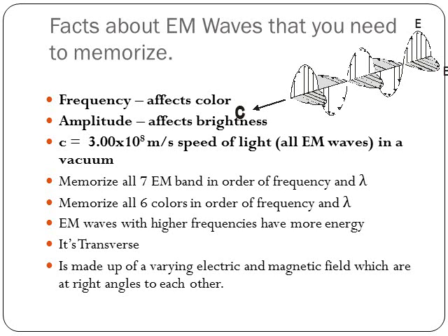Now these facts could pop up anywhere on a test, and you do need to know these. So it's worth taking the time to write all these facts down. First of all, the frequency of an electromagnetic wave, especially light waves, affects what color you see. The amplitude affects how bright that light is. And all electromagnetic waves travel at the speed of light, which is 3.00 times 10 to the 8th meters per second. Now that number pops up a lot and is really important to remember.